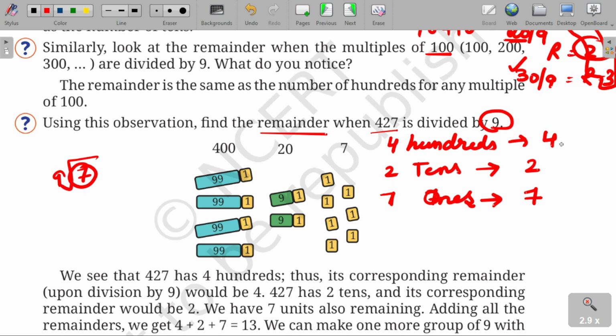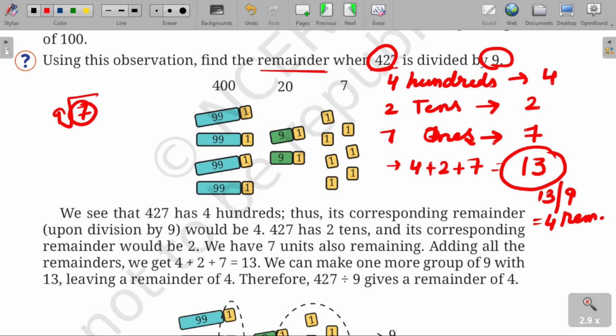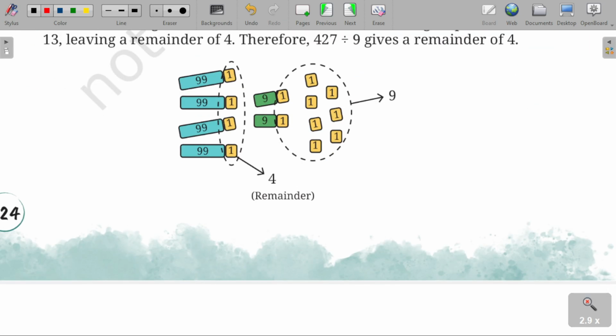Now we have three remainders, but we need to find the remainder of 427 as a whole, right? So the formula is: add all the remainders, 4 plus 2 plus 7, which is 13. Now use 13 as a group. Divide 13 by 9, you will get 4 as a remainder. Are you getting that? So this is a way to find the remainder of a three-digit number. Clear?